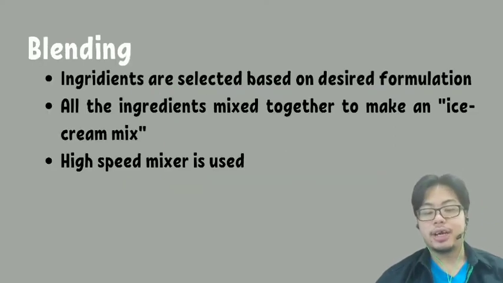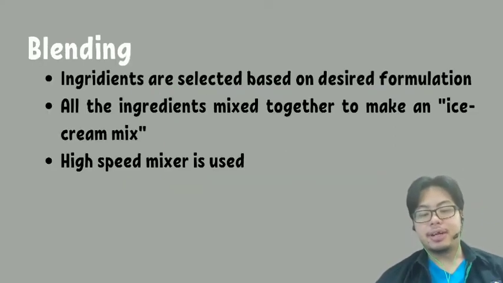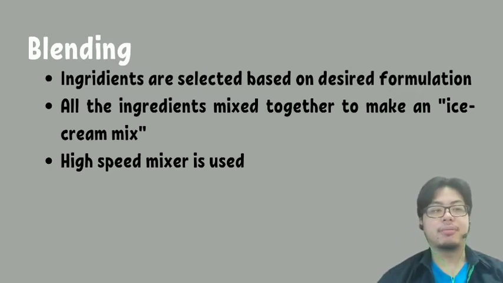First one, we look at the blending process. In the blending process, all the ingredients are selected based on the desired formulation of the company. If the company wants to keep a secret ingredient in their ice cream, all the ingredients are mixed together to make an ice cream mix, and a high-speed mixer is used in the process.